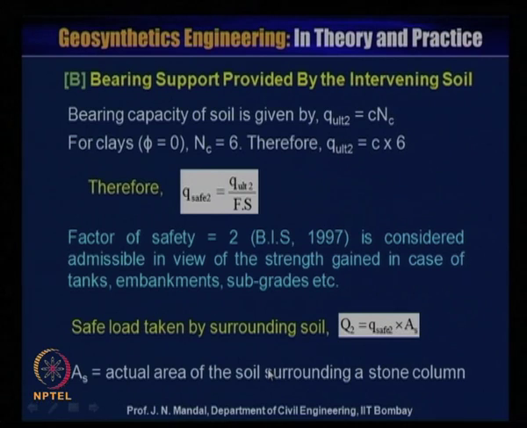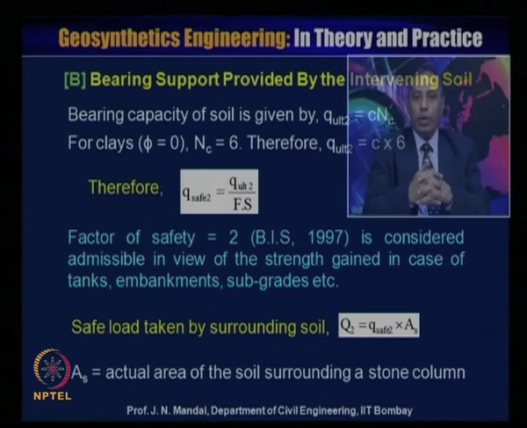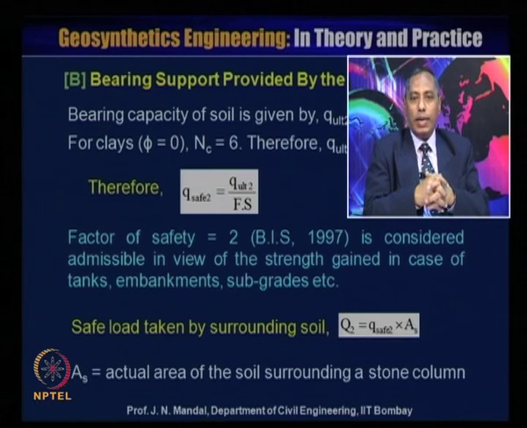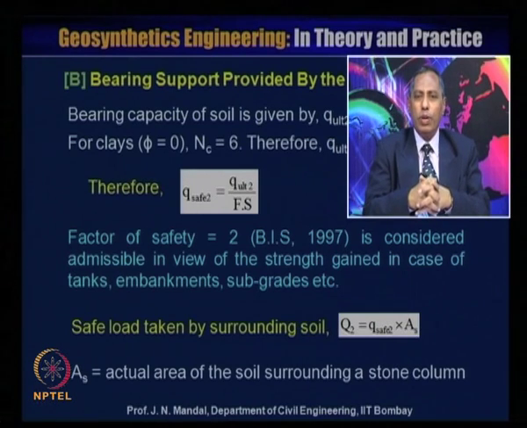Now, B, the bearing support provided by the intervening soil, that is, the bearing capacity of the soil, is given by Q ultimate is equal to C into NC. For clay, phi is equal to 0, NC is equal to 6. So, therefore, Q ultimate is equal to C into 6. Therefore, Q safe will be Q ultimate divided by the factor of safety. A factor of safety equal to 2 as per BIS 1997 is considered admissible in view of the strength gain in case of tank, embankment and subgrade, etc.